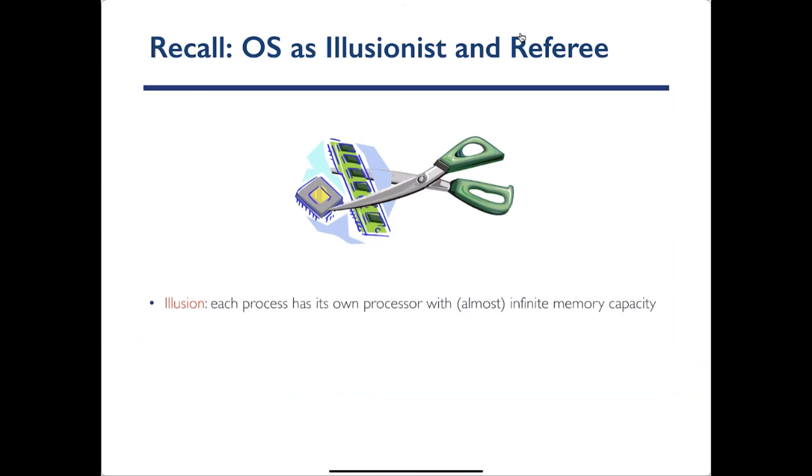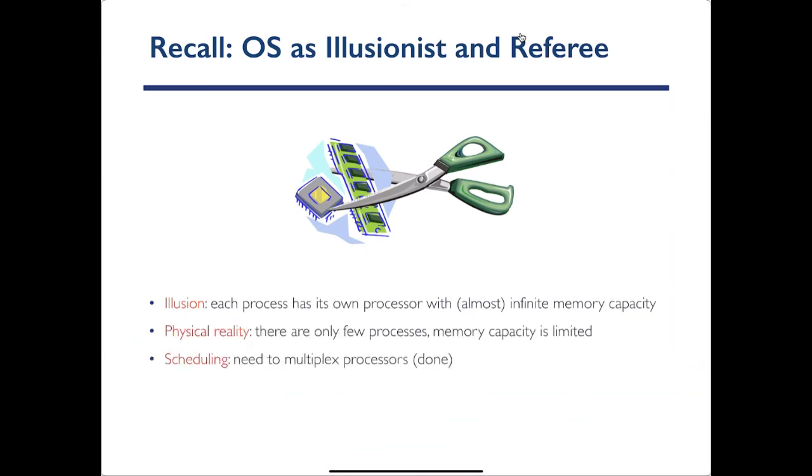Now, similar to CPU scheduling, when it comes to memory management, we want to create an illusion for our processes. So each process has its own virtual memory address space, which is kind of infinite. I mean, it's finite, but let's say you have a system with 64 bits.